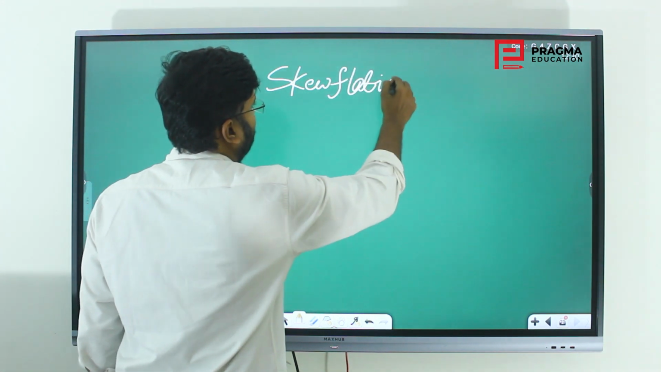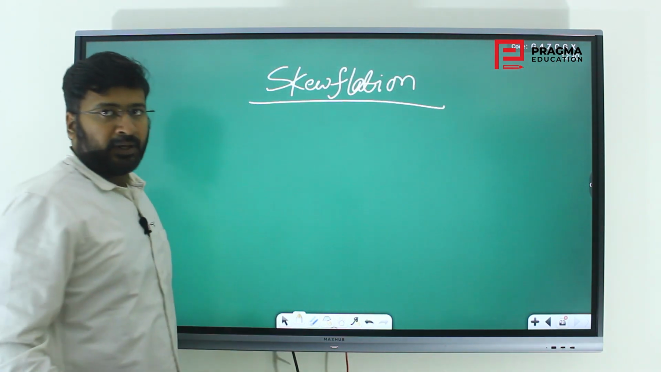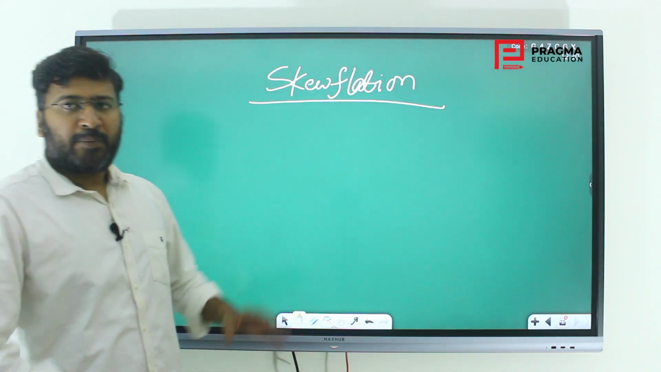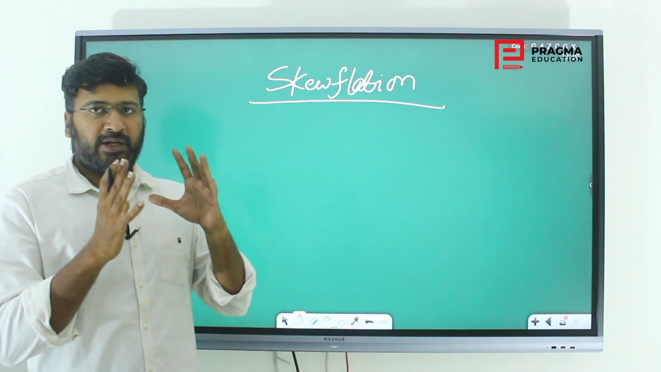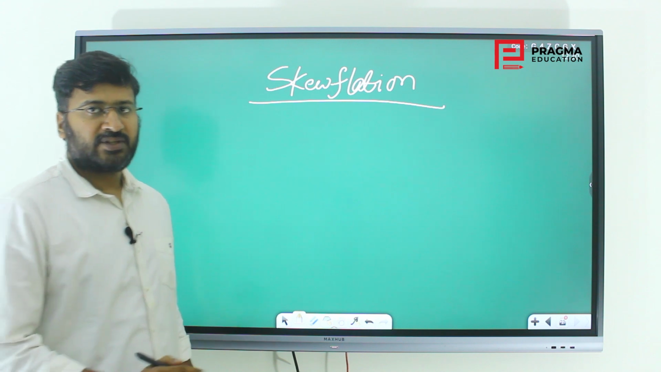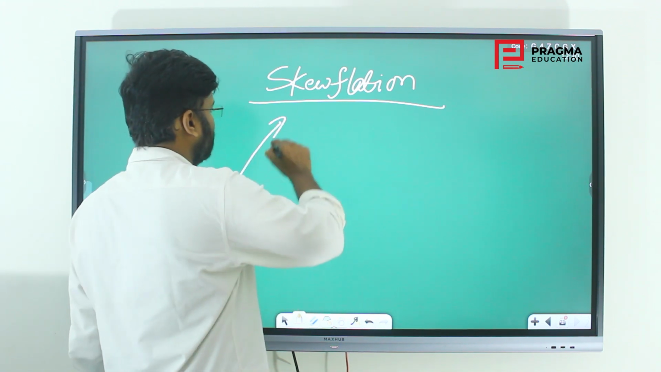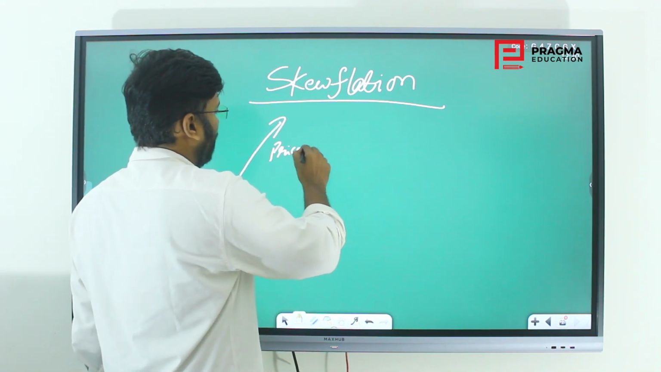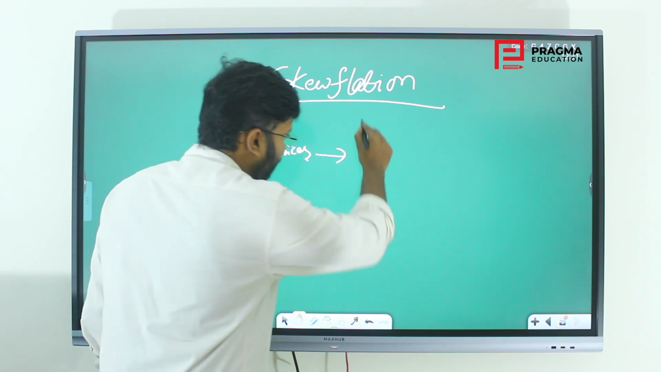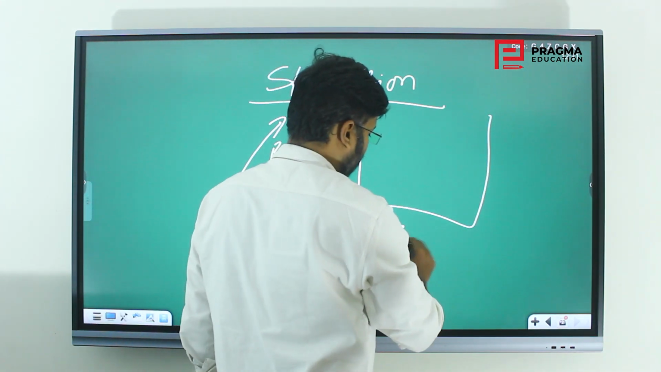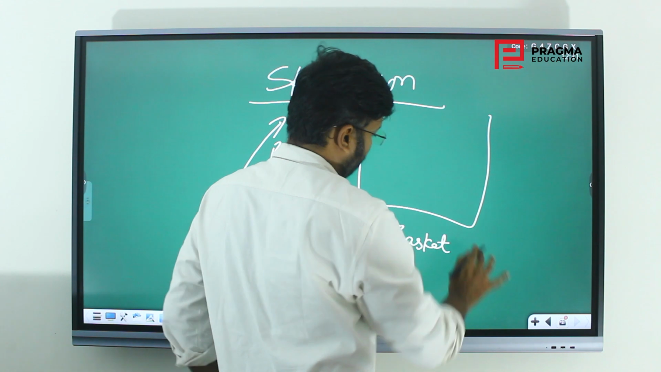Next one is skewflation. Skewflation is when one particular sector or one particular section of goods or services has a very large increase in prices, and because of that, other goods and services in the same basket are affected. What is a basket? It is our normal basket only.